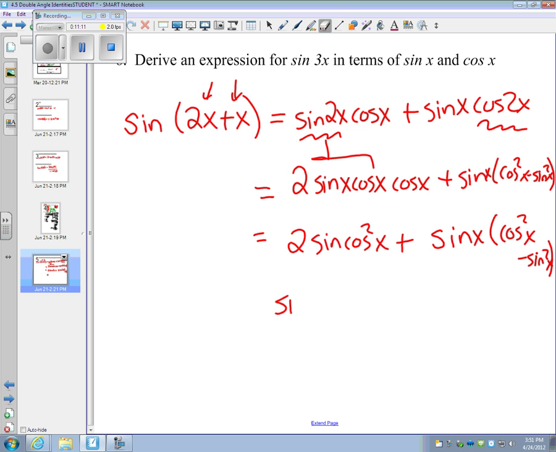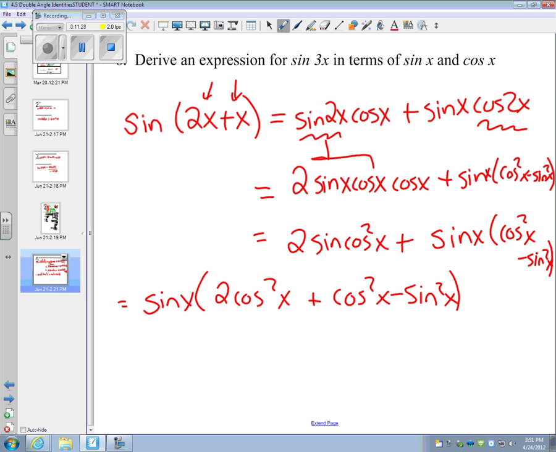I'm going to move over here. I'd be left with 2 cos squared x plus cos squared x minus sine squared x. I could simplify that to be sine x times 3 cos squared x minus sine squared x. It's probably about as simple as I could get it, depending on what you wanted to massage that to. Okay, so a new set of identities, but still remembering the identities from last day.